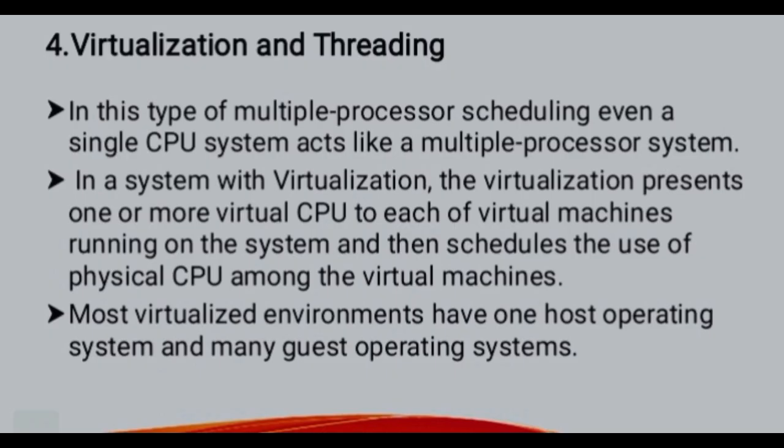Next, with virtualization, a single physical CPU can appear as multiple virtual CPUs to different virtual machines. The hypervisor schedules these VMs onto the physical CPU, making even a single core system behave like a multiprocessor system. Each VM has its own guest OS, and the hypervisor manages how these guest OSes share the underlying hardware.